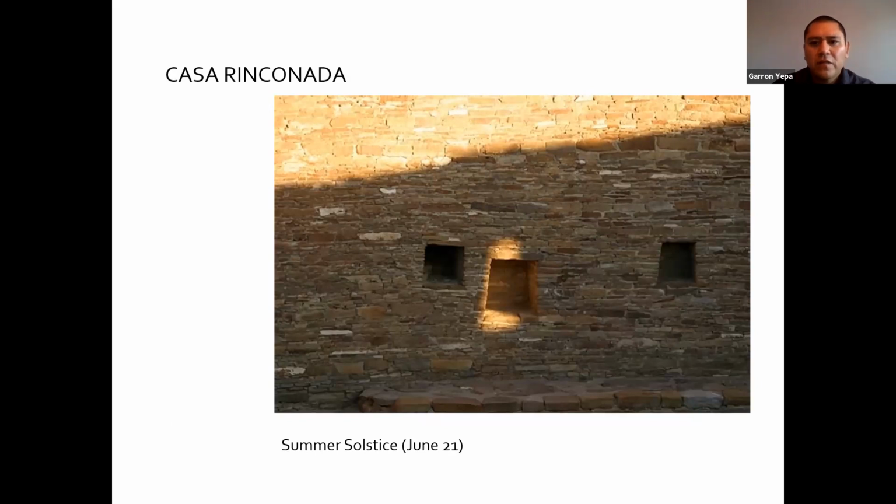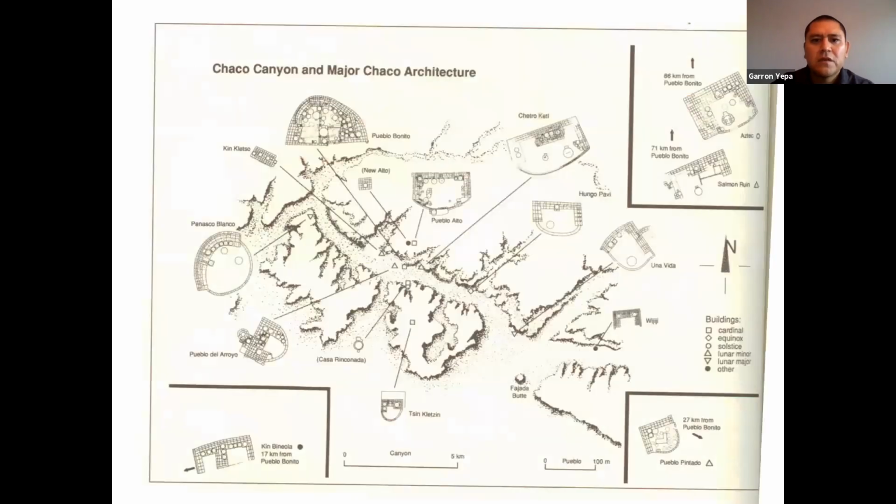Here showing one of the large great kivas, Kin Nahasbas, with the light path illuminating an altar on summer solstice. And along those lines, there are large works that do have these alignments. So what we're seeing are connections with, or associations with, cardinal directions, equinox, solstice, lunar major and minor observances, in the key here on the bottom, associated with the actual location of these built works.